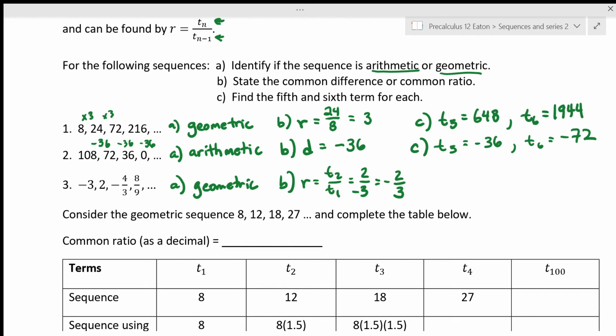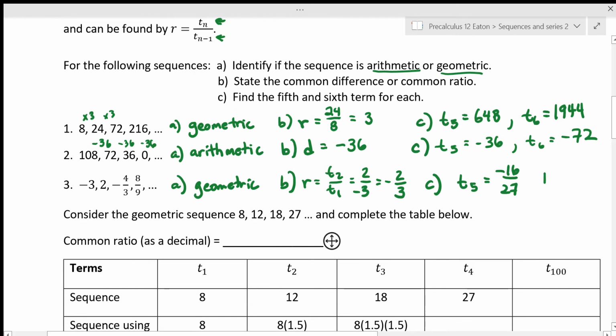Okay. And for part C, we're going to do the next two terms. So we're going to multiply by negative 2/3. So my T5 is going to be negative 16 over 27. Important to keep the sign correct. And T6 is going to be 32 positive over 81 because we're multiplying by negative 2 over 3.